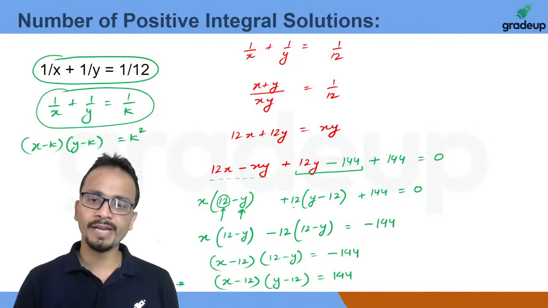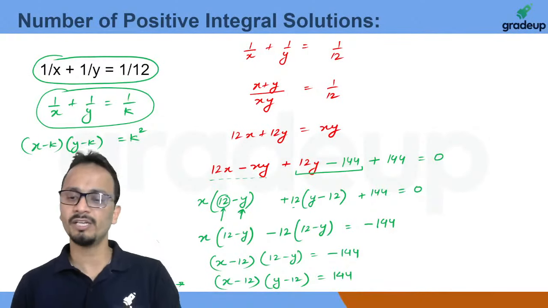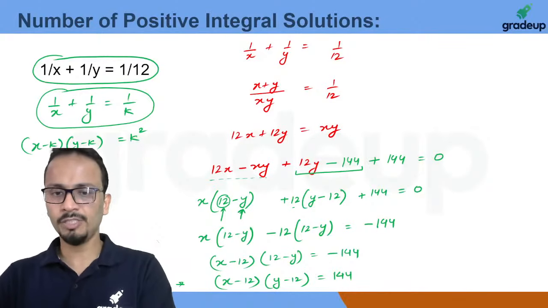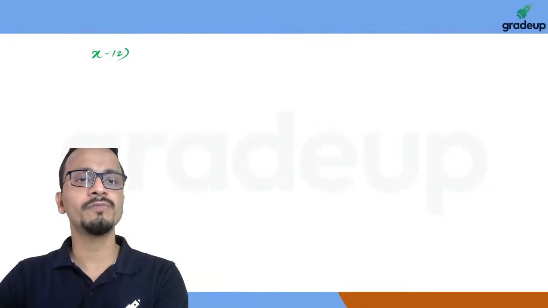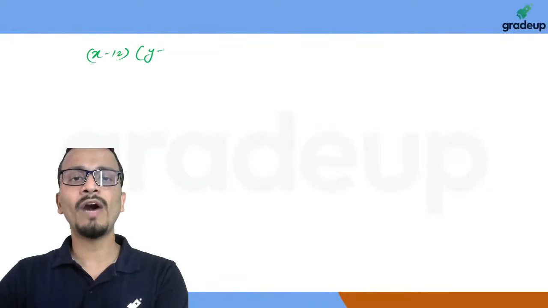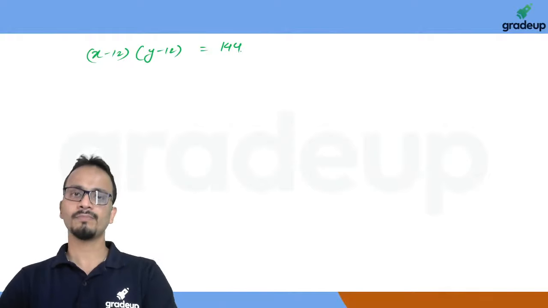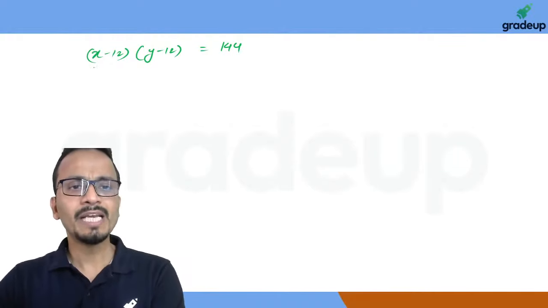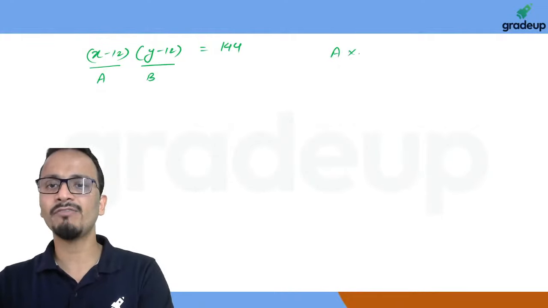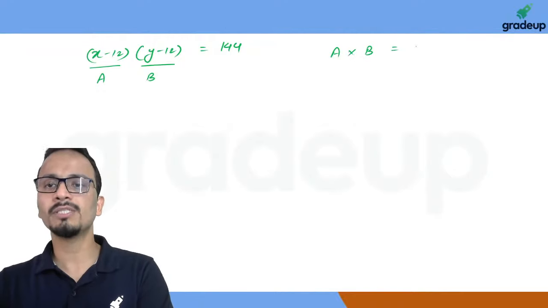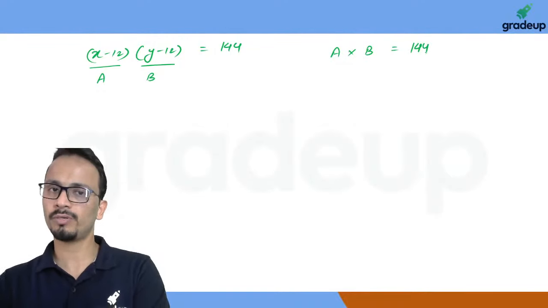We are yet to find out the number of positive integral solutions. So I'll go to the next page. The equation that I have obtained is (x minus 12) into (y minus 12) equals 144. Now let me consider this part as A and this part as B. So now I have the product of two numbers as 144.